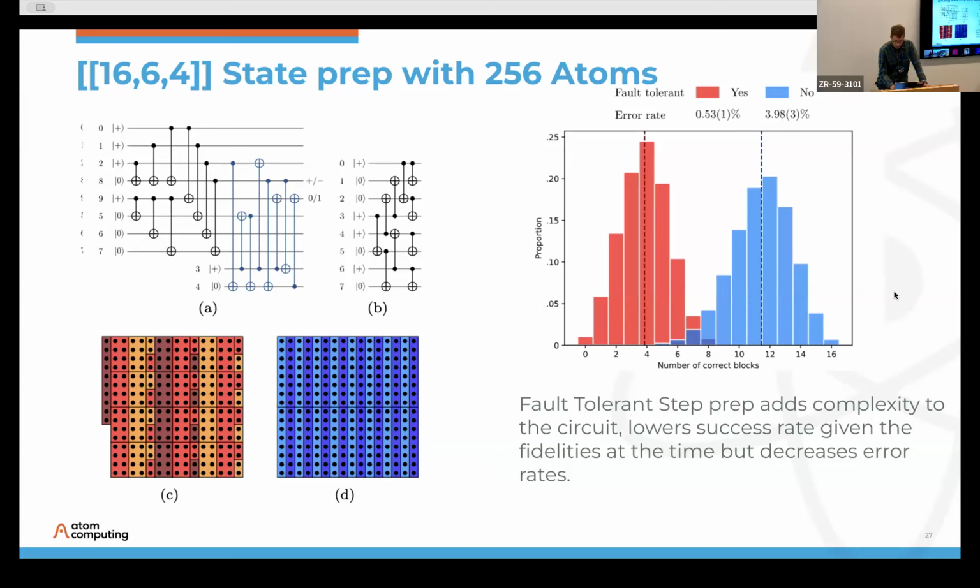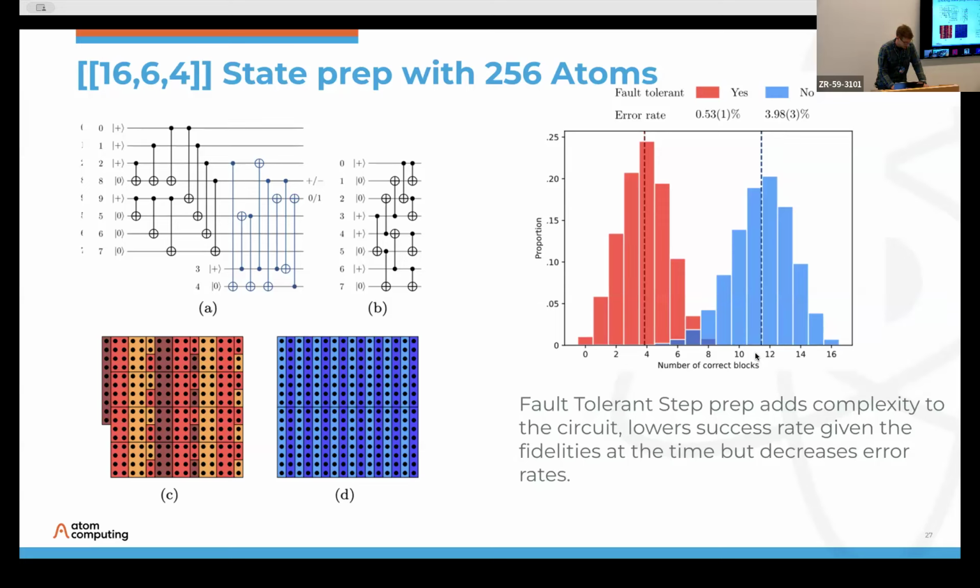So actually, if you look at this little thing right here, with some non-zero fraction of the time, we correctly prepared all 16 blocks, which, just to coalesce that into one statement, is that at least some non-zero fraction of the time, we were able to prepare 96 logical qubits to the correct state using all 256 atoms on this machine.